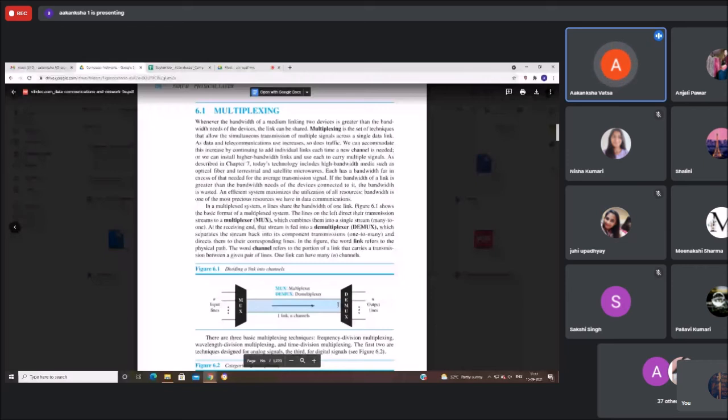Normally, in digital communication we have 3 types of multiplexing techniques: frequency division multiplexing, which is analog type; wavelength division multiplexing, which is again analog type; and time division multiplexing, which is digital, for digital signals.